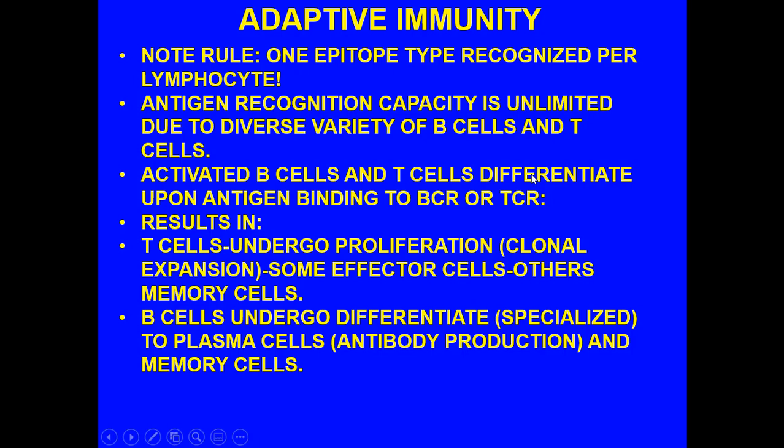Okay? Now, what you've got to keep in mind as a rule here is one epitope type recognized per lymphocyte. What does that mean? That means that the lymphocyte can't wiggle around and have more than one epitope type recognized. Instead, if the lymphocyte is activated and you make many copies of it, each one of them is going to be programmed to go after that one epitope. That's where we get into antigen recognition capacity, because really, it's unlimited. And this is due to the diverse variety of B cells and T cells that exist.